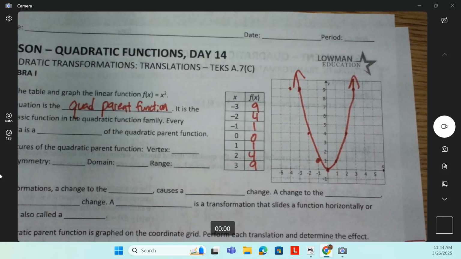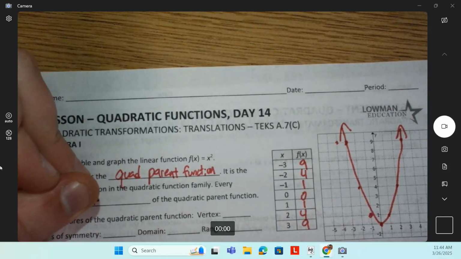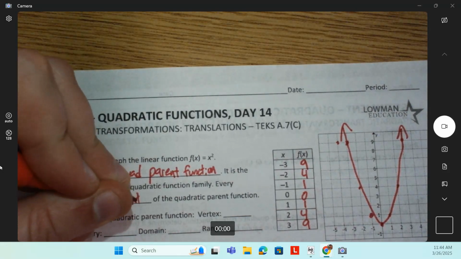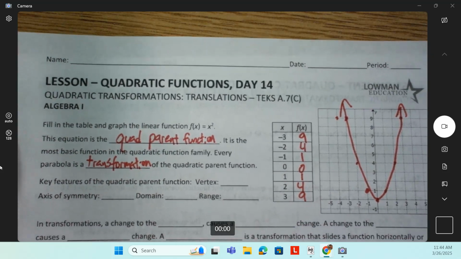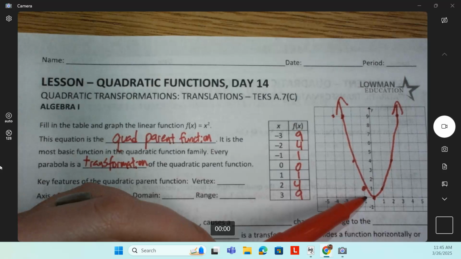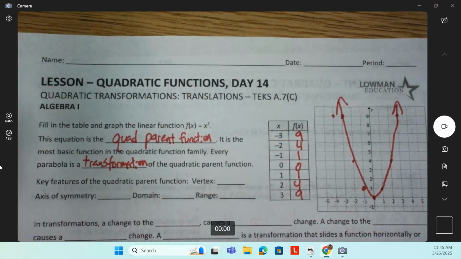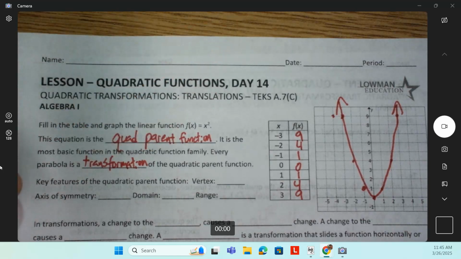So every parabola that we have is a transformation of this. When we look at any quadratic that we have, it's either just this moved up, down, left, right, stretched out, or flattened out, made wider, or flipped over.